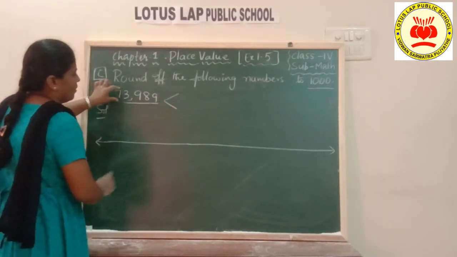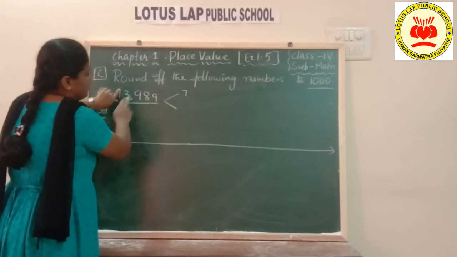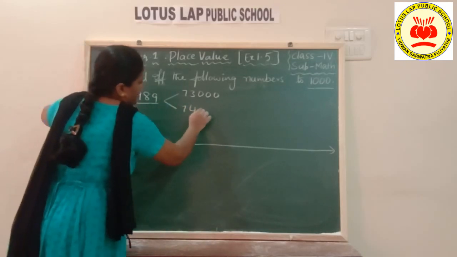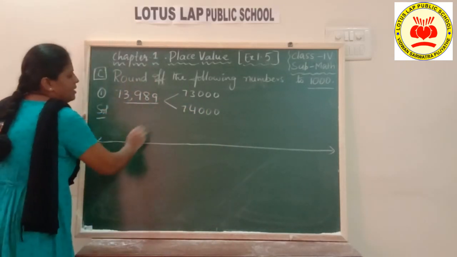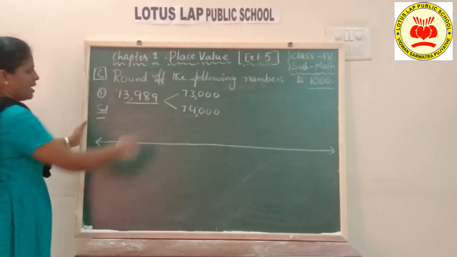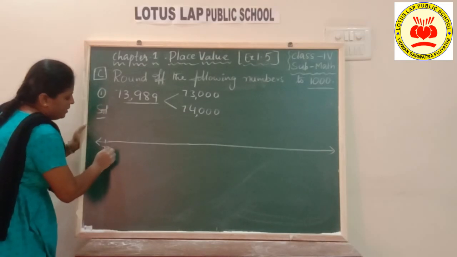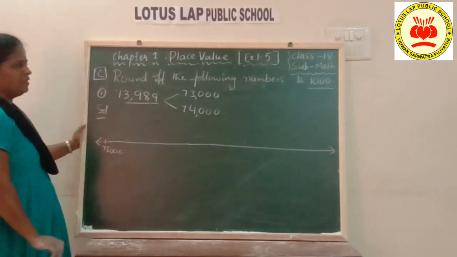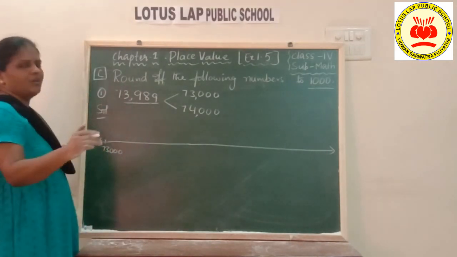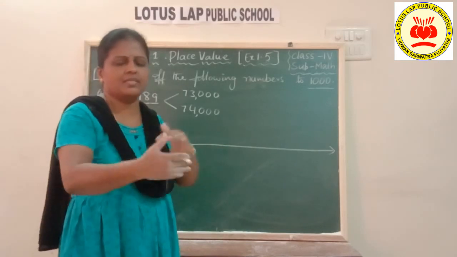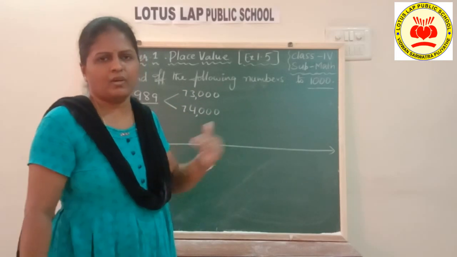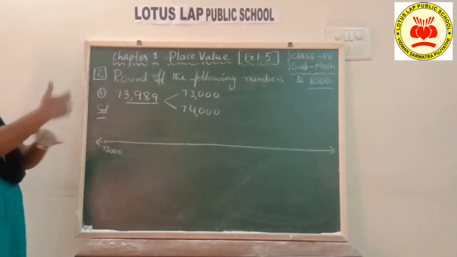Now take the full number. It lies between 3,000 and 4,000. Okay children, so the given number lies between 73,000 and 74,000. So let us start with 73,000. Mark the numbers on the number line. This time increase every number by 100, children. Whenever you are rounding off to tens place, increase the numbers by 1. Rounding off to hundreds, increase the numbers by 10. Rounding off to thousands, increase the number by 100.